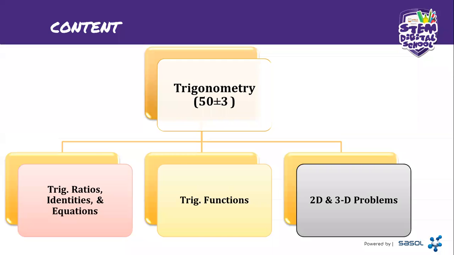Under content, we have trigonometry, and this topic contributes 50 plus or minus 3 marks for paper 2, out of 150. You can imagine how important this topic is. Under trigonometry, you'll find the trig ratios, identities and equations, and then you also have the trig functions. The last one is 2D and 3D problems. As I was saying, today's lesson is going to be focusing only on 2D and 3D problems, but mostly on 3D problems. All right.